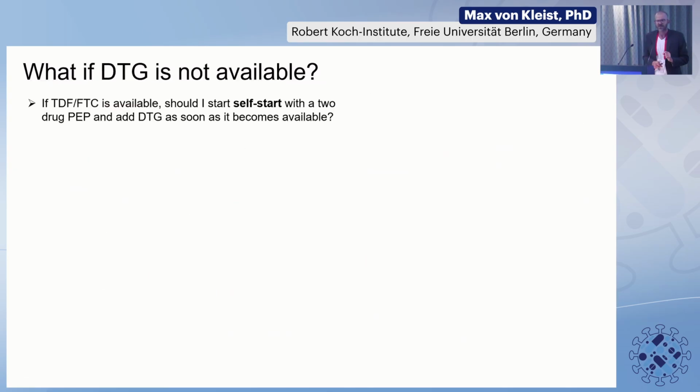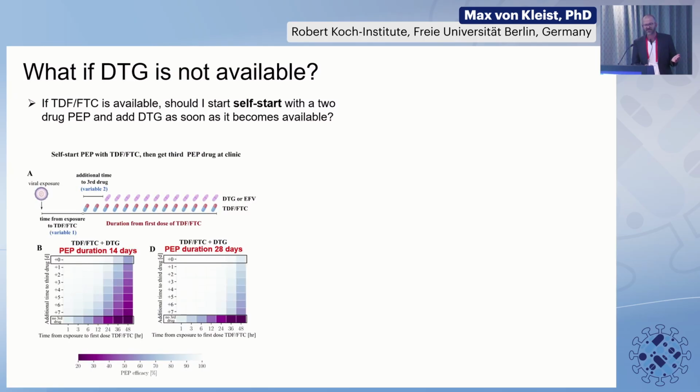Okay. So since this was WHO, not all drugs are available at all places. This is what we heard this morning. And the question is, since tenofovir and emtricitabine is quite often available in Africa in terms of pre-exposure prophylaxis, is it possible to self-start with the available drugs and then add the third drug, for example, dolutegravir, later on? And the simple answer here is yes, it is.